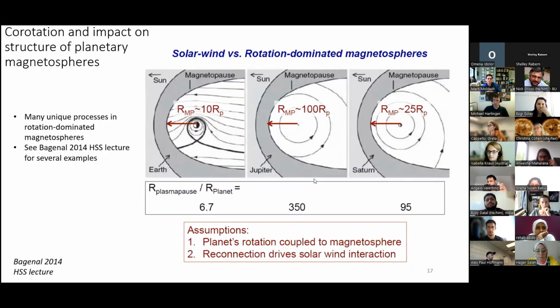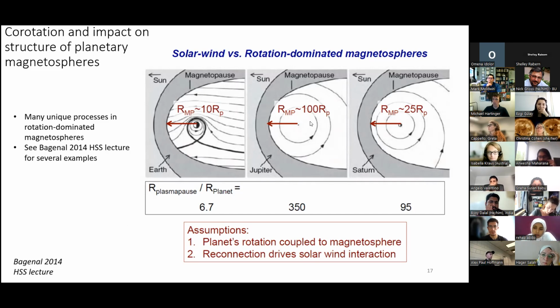And so let me see if I have one more slide on this. Yeah, so this is a nice comparison between Earth, Jupiter, and Saturn. You can see right away that the typical location where you're co-rotation dominated at Earth is a fairly small fraction of the magnetopause, at 6.7 times the radius of the planet, whereas if you remember, for Earth the magnetopause is usually at 10 RE. So it's a variable number, but it's not usually out to the magnetopause. At Jupiter and Saturn, it's much larger. It's again out to the magnetopause.